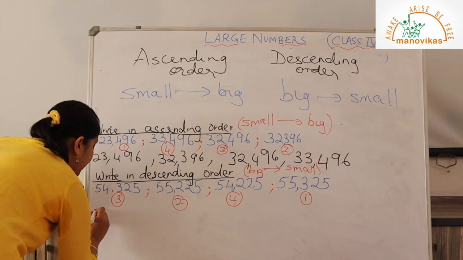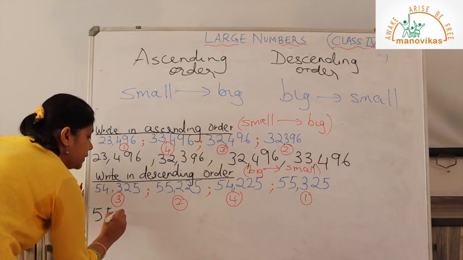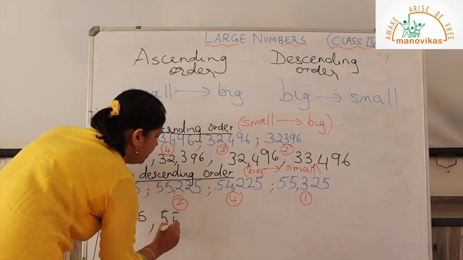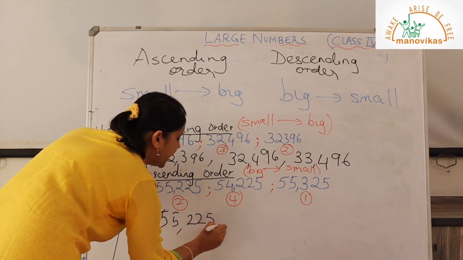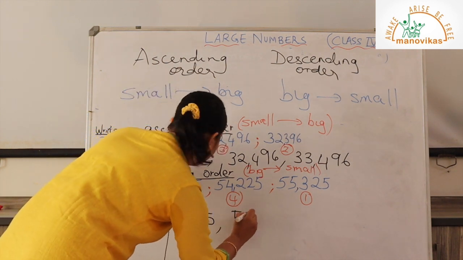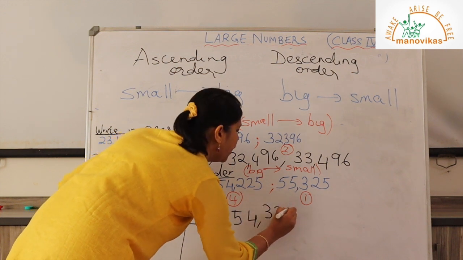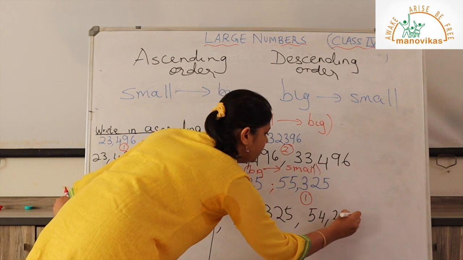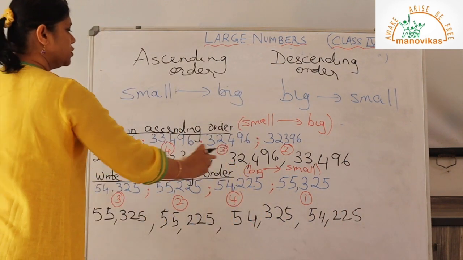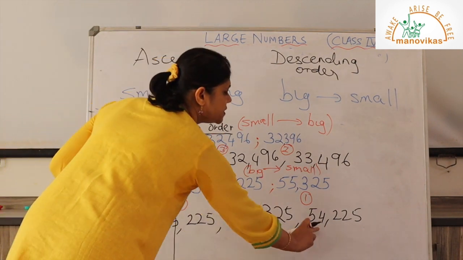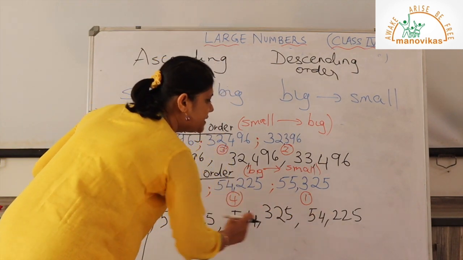Again I'll write it in the serial order 1, 2, 3, 4. What will I get? 55, 3, 2, 5 will be first. 55, 2, 2, 5 second. 54, 3, 2, 5. Okay, so from big to small, this is the biggest number and this is the smallest number in the list given.